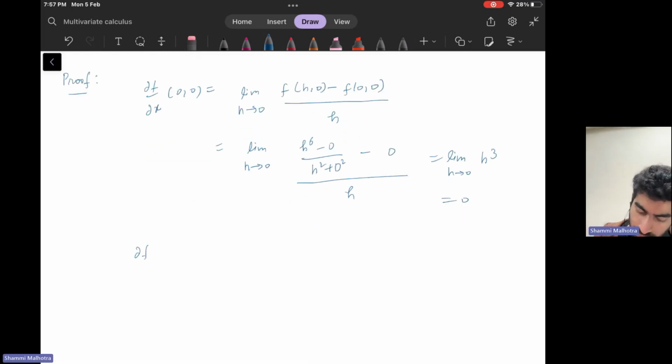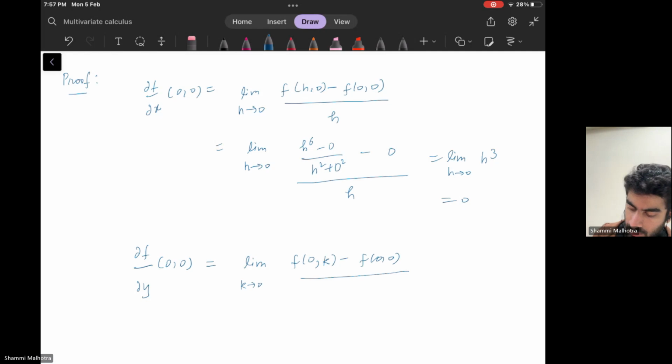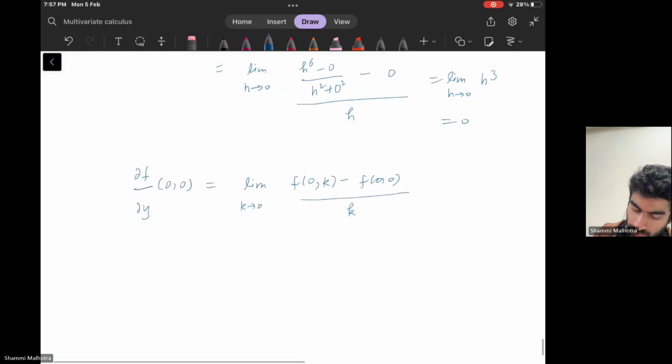And let's consider the partial derivative with respect to y at 0, 0. This will be limit k tending towards 0 of f at 0 comma k minus f at 0, 0 whole divided by k. This is limit k tending towards 0 of 0 minus 0 whole divided by k. Oh no, it's not 0. Let's see what exactly is this.